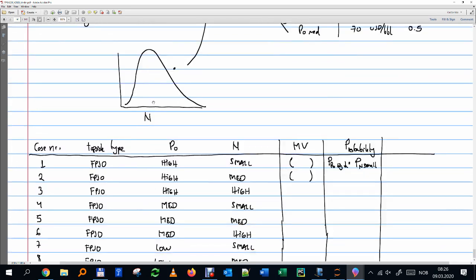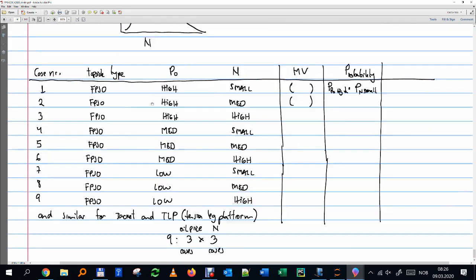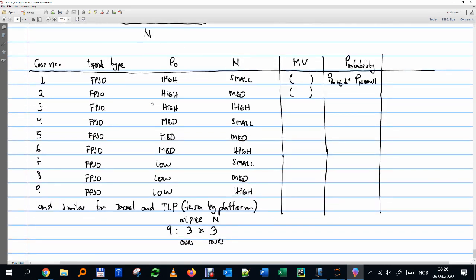Okay, so I told you, for example, one way to do it in Excel would be to write all the cases. Here I have just 9, and it should have 27. That's only for one FPSO, for different prices and for different Ns. For the high price, the 3 Ns; for the medium price, the 3 Ns; and for the low price, the 3 Ns.